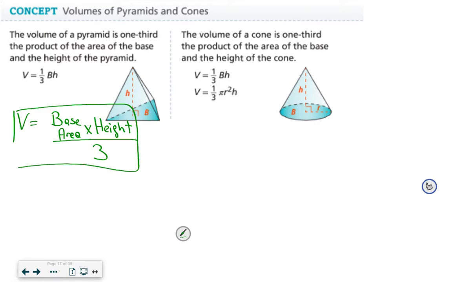Same thing for the cones. As you see here, volume is base area. The base of the cone is the circle. The area of the circle is pi r squared times height over 3. So in the cone and pyramids, you need to divide by 3.